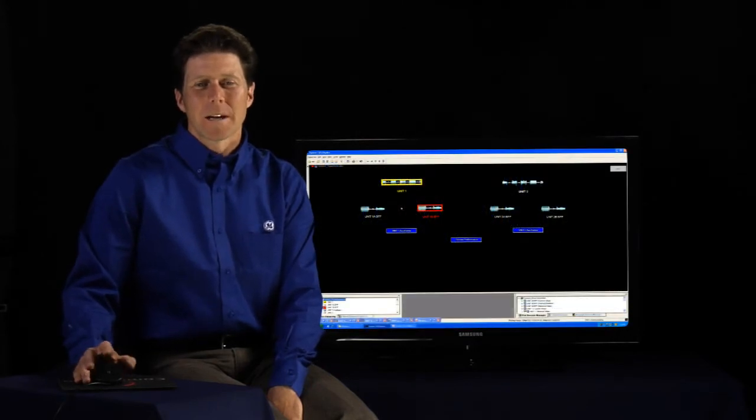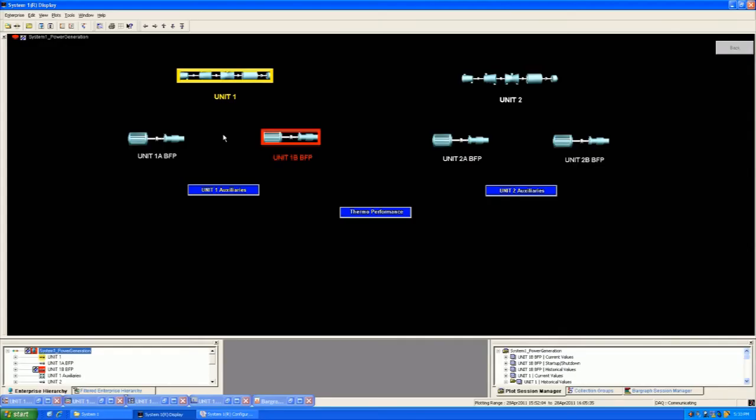Right now, we're looking at a plant overview that you might have in your plant. This is a two-unit steam turbine generation plant, and we have Unit 1 and Unit 2 here. And then we have the associated auxiliaries, two boiler feed pumps per unit, and then perhaps some auxiliary pumps and fans we might have in the auxiliaries for each of the units.